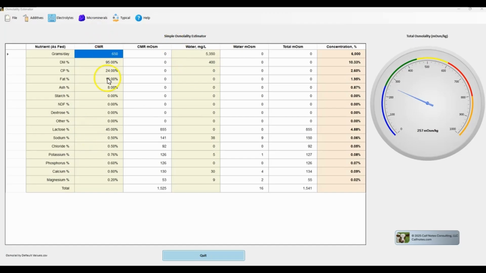In the first column, we see the milk replacer composition: dry matter, protein, fat, ash, and other components. In the third column, we see the solids concentration of the water, expressed in milligrams per liter. In this example, we are feeding 650 grams of milk replacer powder and 5,350 grams or milliliters of water. The water contains about 400 milligrams per liter of dissolved solids, including small amounts of sodium and calcium and trace amounts of potassium and magnesium.